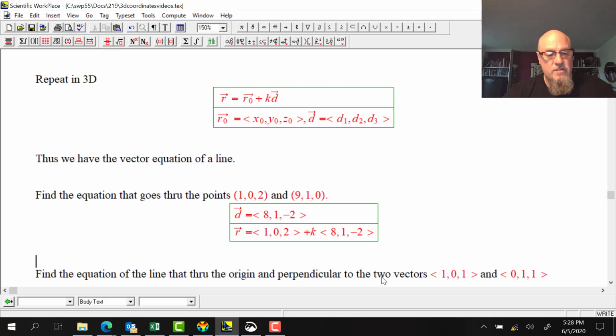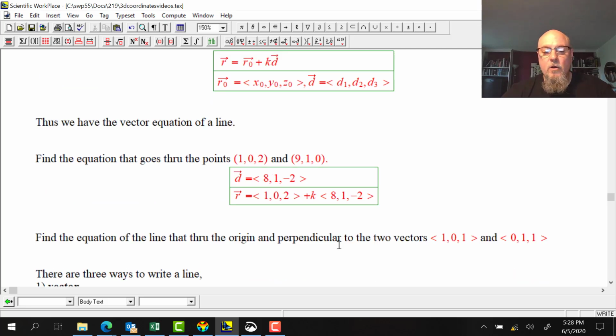Now, more questions. Find the equation of the line that goes through the origin and is perpendicular to those 2 vectors. Oh, okay. So there's one vector, there's another vector. What I want is for the line to be perpendicular to these 2 vectors. Okay, let's step back for a minute. What do I need for equation of a line? I need a point, it goes through the origin, 0, 0, 0. So we've got that point. And I need a direction vector.